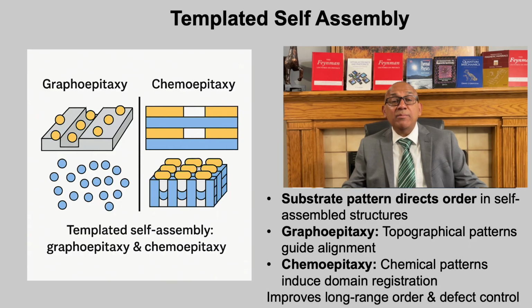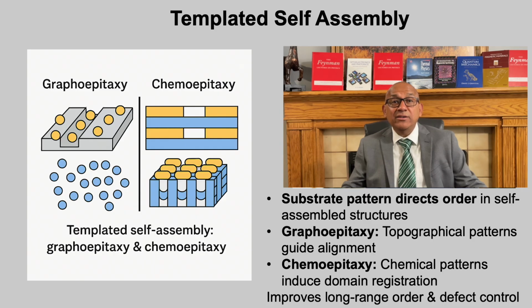In many self-assembly systems, order can be limited by defects or grain boundaries. To overcome this, we use templated self-assembly, where a substrate pattern directs the organization of block copolymer or colloids. In graphoepitaxy, surface topography such as shallow trenches or grooves provides physical guidance, forcing domains to align.